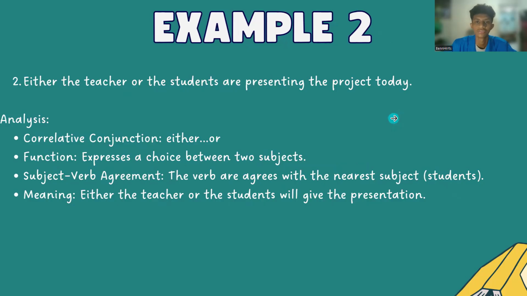And this is for example 2. Either their teacher or the students are presenting the project today. For the analysis, correlative conjunction either or, function is to express a choice between two subjects. Subject verb agreement is the verb are agrees with the nearest subject. The meaning is either the teacher or the student will give the presentation.